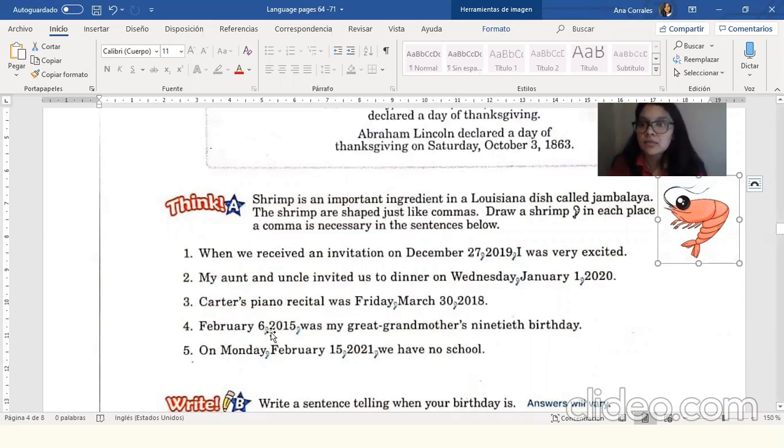February 6, shrimp, 2015, shrimp. Why? This is the rule for today. After the year, you're going to draw a comma. Was my great grandmother's 90th birthday. Number 5: On Monday, shrimp, February 15, 2021, shrimp, we have no school. Did you finish? Yes? If you didn't finish, remember you can pause the video. Pause the video.